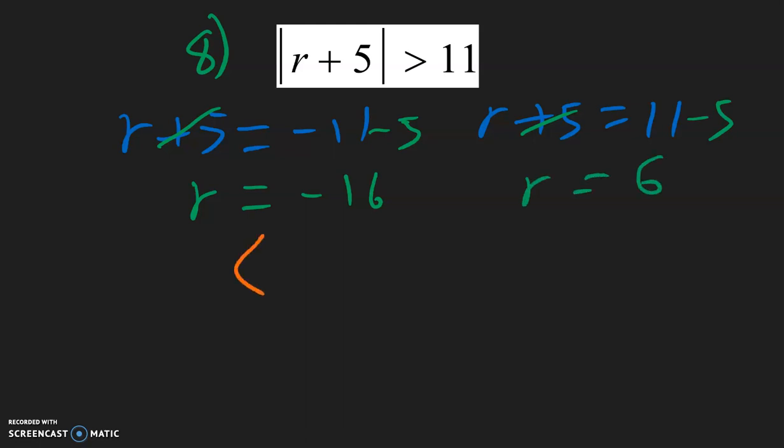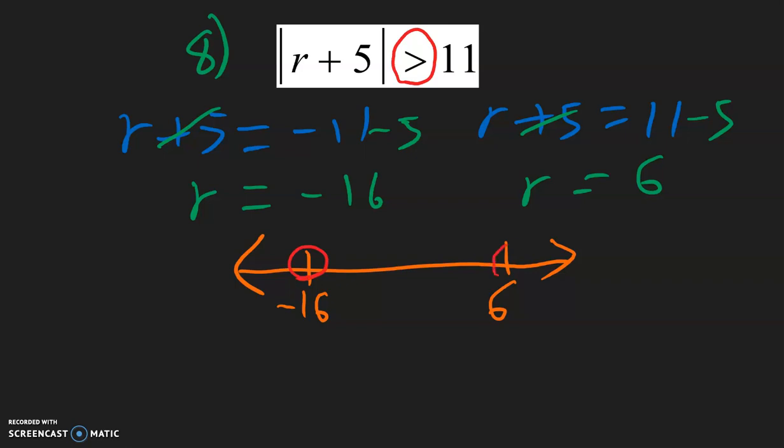Now because this is an inequality, we need to draw the number line. So the smaller number, -16, goes first. The bigger number, +6, goes next. And looking at this inequality symbol, you see there is no line underneath the greater than sign, so it's going to be open circles. And because this is greater than, it does not look like an L. L will be less than. This is greater than. We go outside because you want the distance to be great. You want the distance to be big.